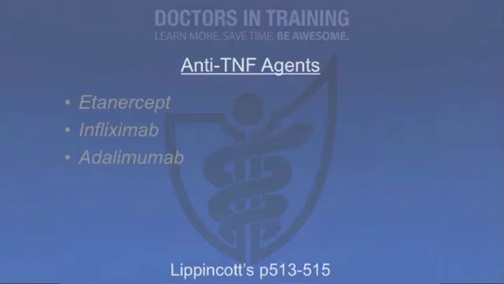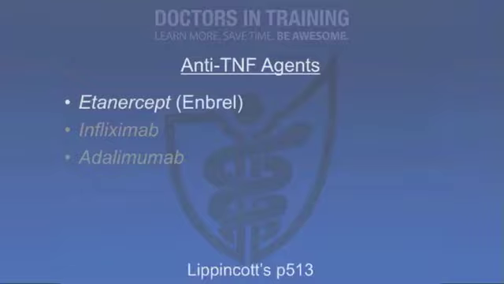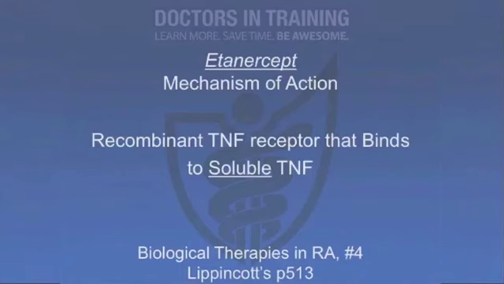The first anti-TNF drug that we'll talk about is etanercept. The half-life of etanercept is about 70 to 132 hours. It's a pregnancy category B, so that's a good thing. You can use this in pregnant patients with rheumatoid arthritis. The mechanism of action for etanercept, it's a recombinant TNF receptor that binds to soluble TNF.